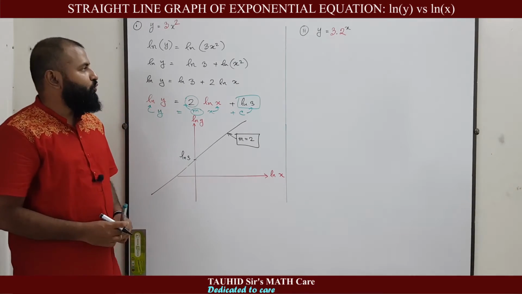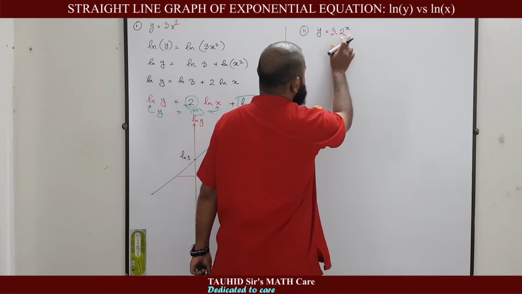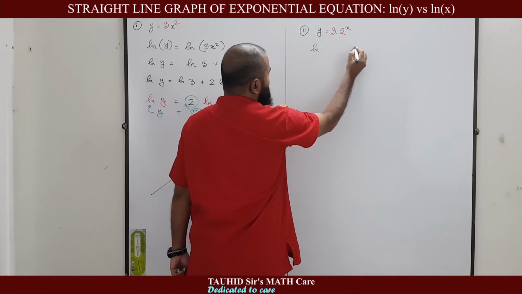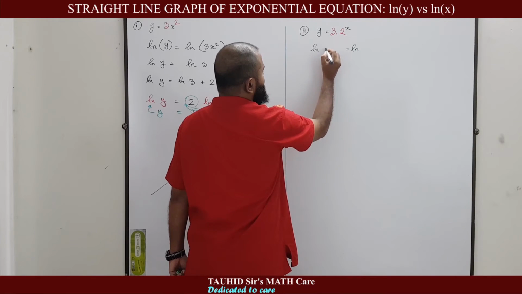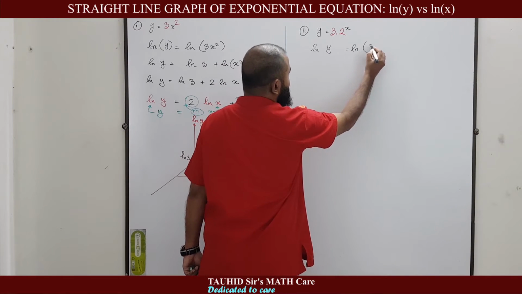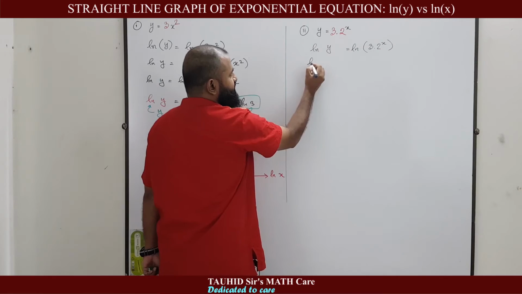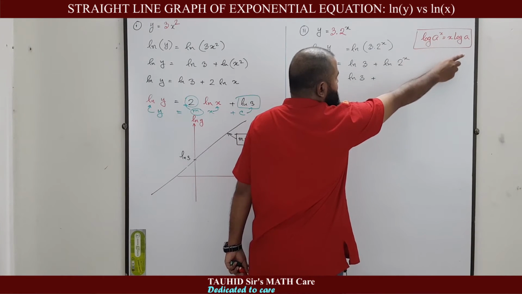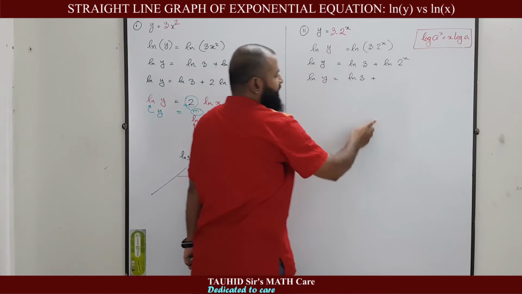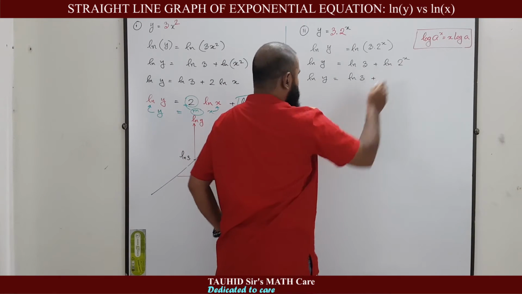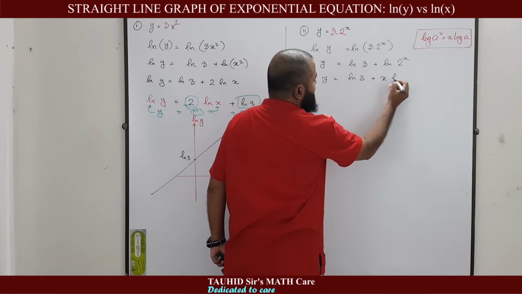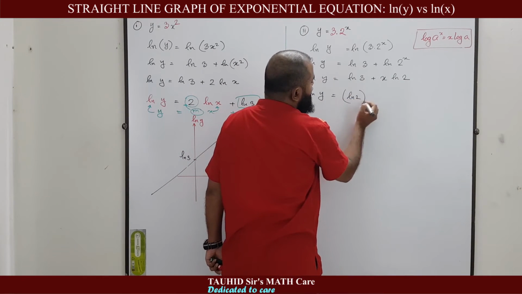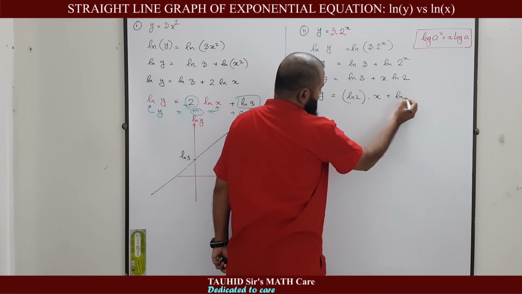Now question number 2. y equals 3 multiplied by 2 to the power x. We will take ln on both sides. ln y equals ln 3 into 2 to the power x. According to the formula log a to the power x equals x log a, we can write ln 2 to the power x equals x ln 2. So ln y equals ln 2 multiplied by x plus ln 3.